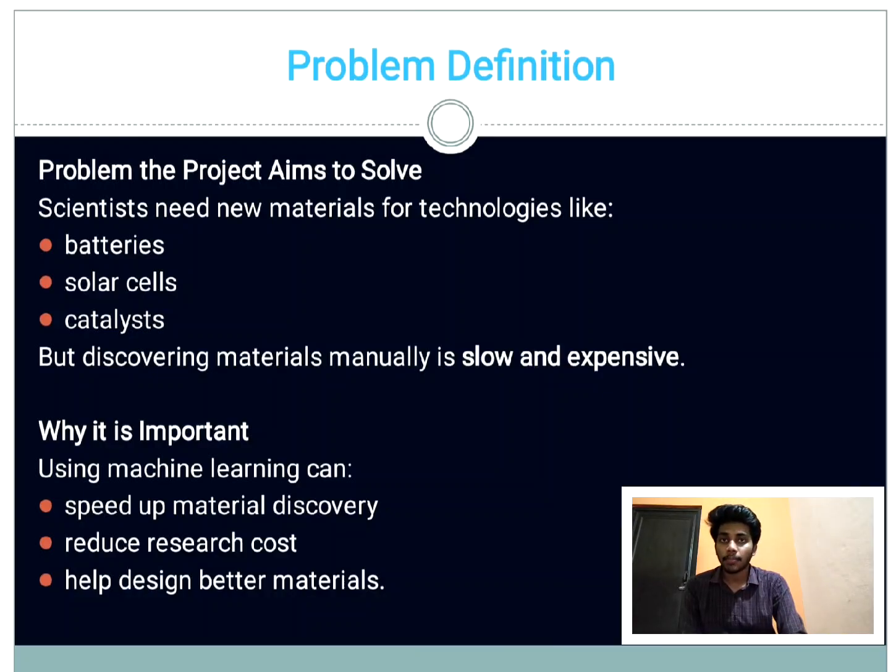Another major challenge in material discovery is the huge number of possible chemical combinations. If scientists were to test all possible combinations manually, it would take many years of research and a lot of computational power. Because of this, researchers are now using artificial intelligence and machine learning models to explore the material space more efficiently. Machine learning models can analyze large datasets of known materials and learn hidden patterns from them. Using these patterns, the system can suggest new possible materials that scientists may not have considered before.